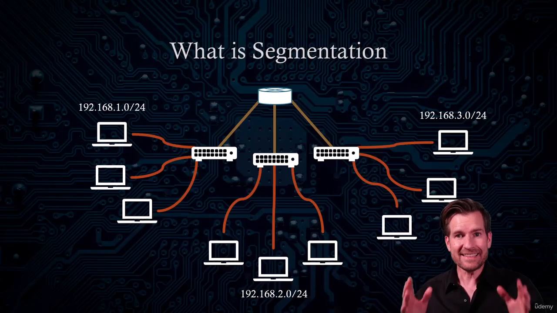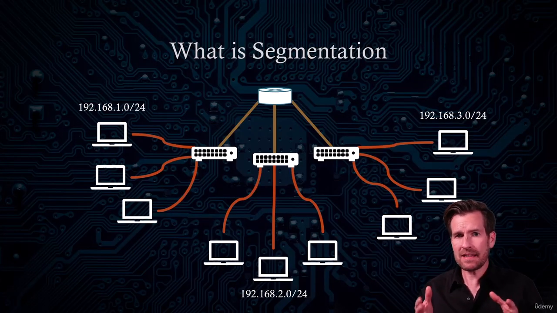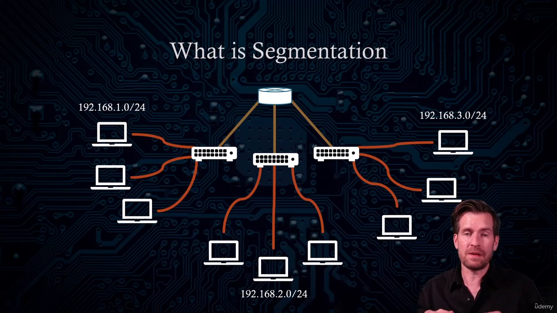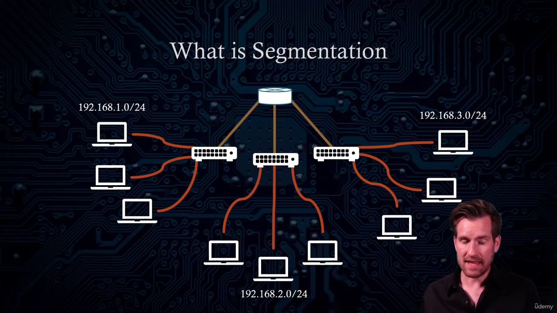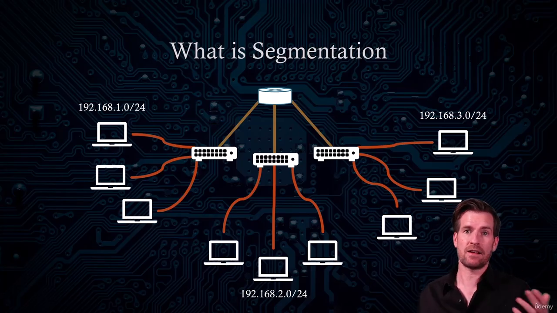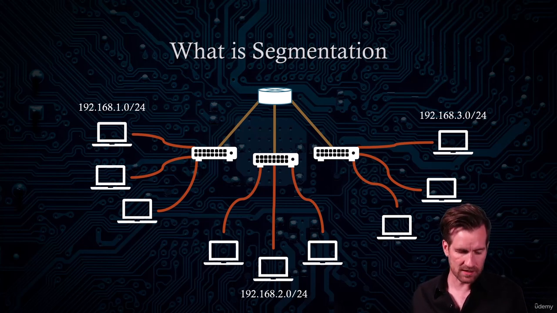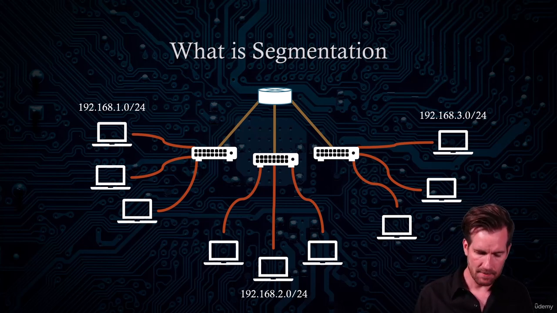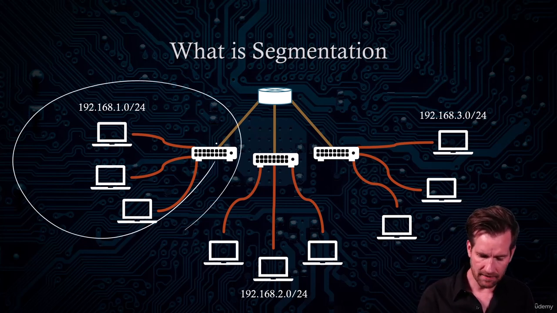So what is segmentation? Segmentation is simply your network being divided up into multiple networks. So my example that I have right here, I have 9 different laptops and they are all part of 3 different networks. They could be part of one network. This 9 laptops is not big enough where I necessarily would need lots of networks here. But I've got it divided up into 3 different networks.